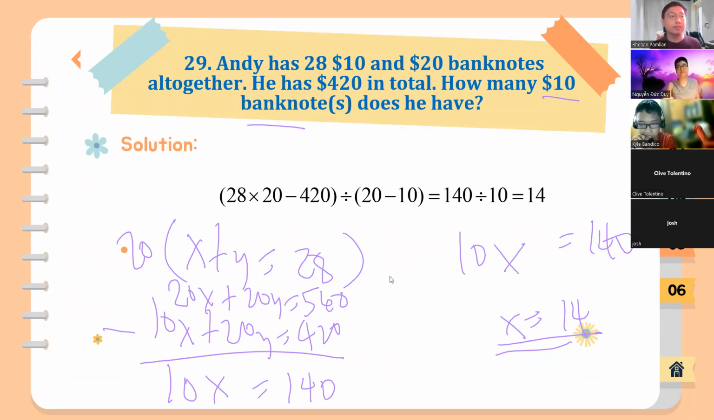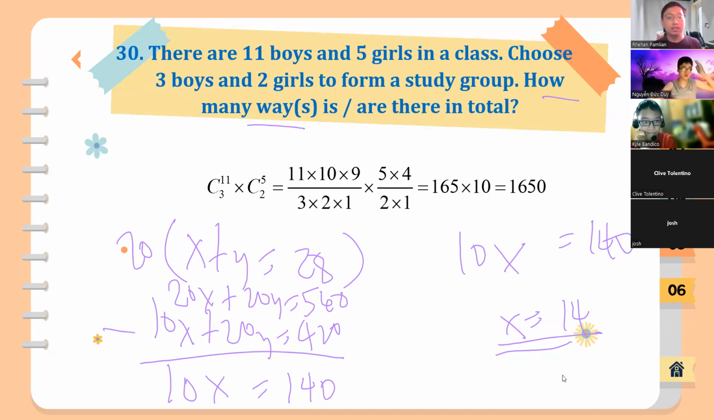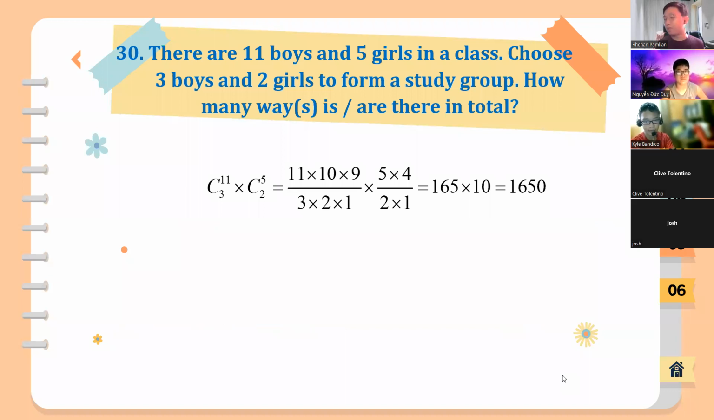Did you guys understand? Okay, so let's proceed with our last problem. The last problem is a combination problem. There are 11 boys and 5 girls in a class. Choose 3 boys and 2 girls to form a study group. How many ways are there in total? When we say number of ways, this is combination, correct? But the condition here is you want to have 3 boys and 2 girls. Take note of the word and, because it's different from or.